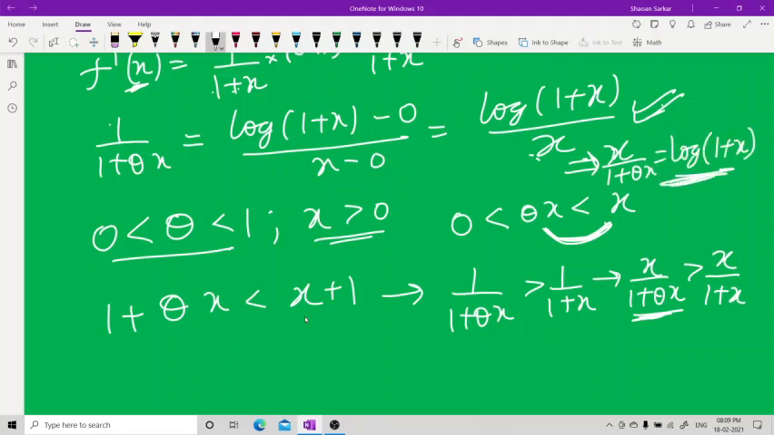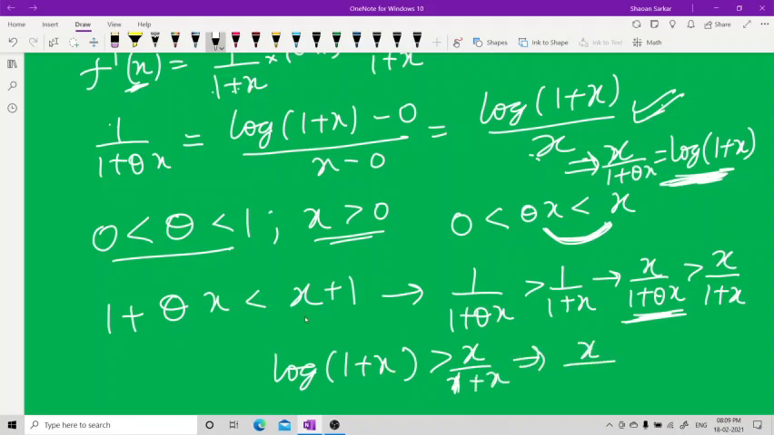So this is a very, very important concept. This is nothing but log 1 plus x. So from here, log 1 plus x is greater than x upon 1 plus x. This can also be written like this: x upon 1 plus x is less than log 1 plus x. Let us call it equation number 1.